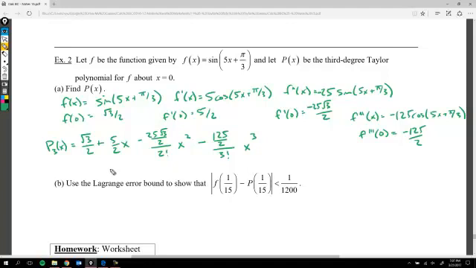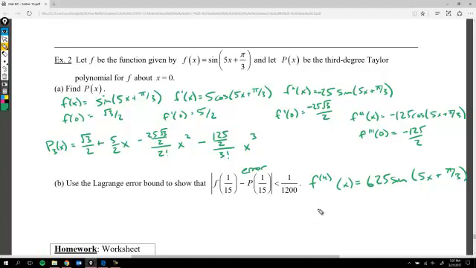Now they're asking me to use the Lagrange error bound to show that my error, remember this is just a fancy way of saying error, is less than 1 over 1200. Okay, well, I need to figure out what my fourth derivative is. So that's going to be 625 sine of 5x plus pi over 3. Do not forget to do chain rule when you're doing these derivatives.